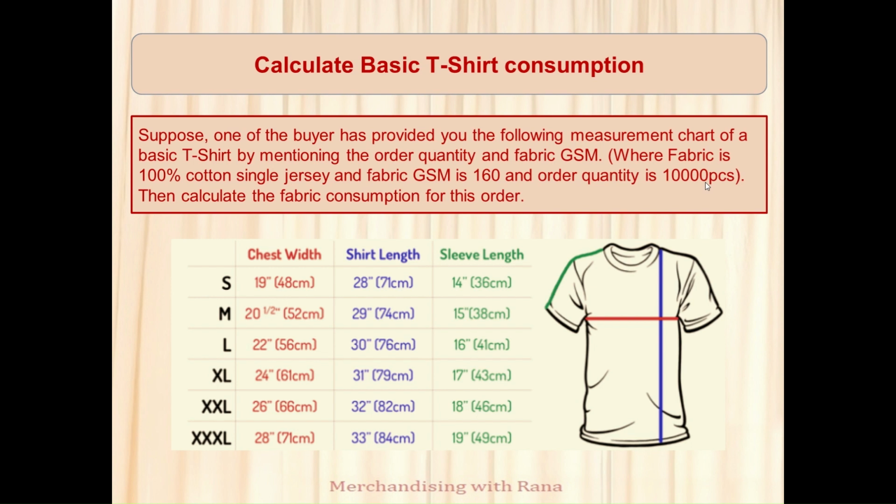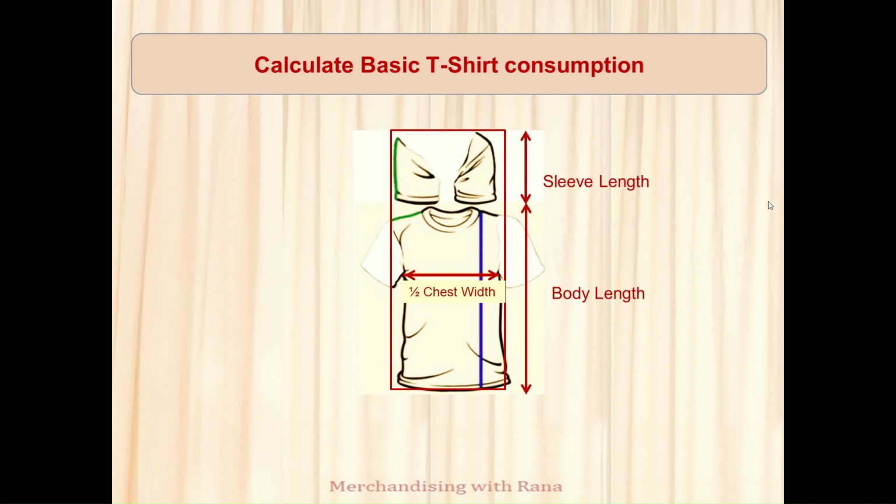To clarify what I have done here, I cut the sleeve from here and add it at the top, to make it a rectangle. So you can see here I have taken sleeve length and body length. These two add up to my length. And here I have taken half chest width. You can see here, half chest width.